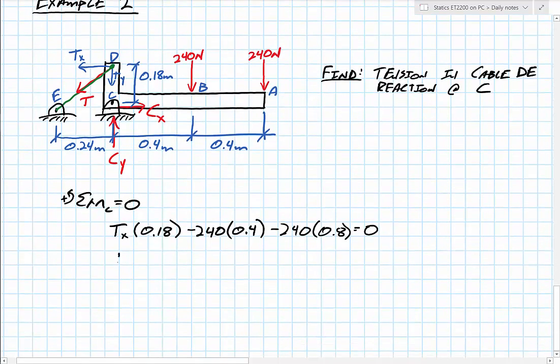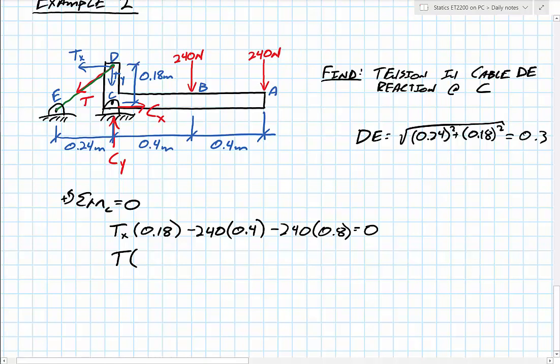I do have to figure out what that x component for T would be, and the way I'm doing that, like we've done before, is I'd find the hypotenuse for this cable DE by saying it's just equal to the square root of 0.24 squared plus 0.18 squared, and that gives me 0.3. So for the horizontal component, it's just the distance in the horizontal direction, that 0.24, divided by the hypotenuse, 0.3. We've done enough of those. Hopefully that's not too bad. That's my Tx. The lever arm is 0.18. Don't forget that lever arm.